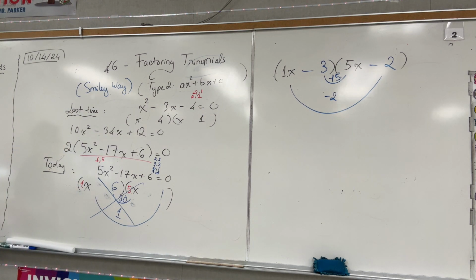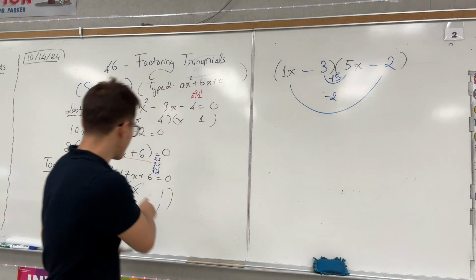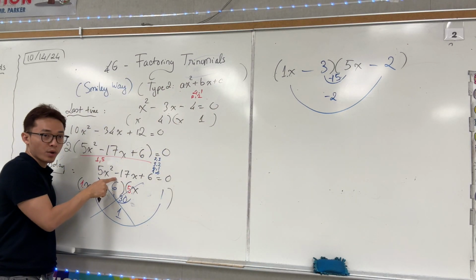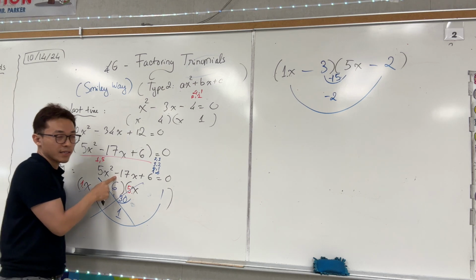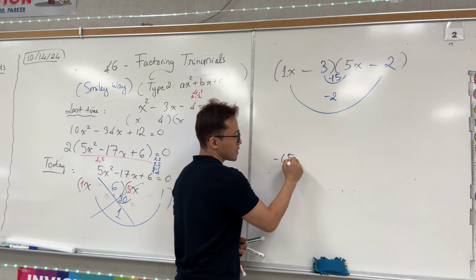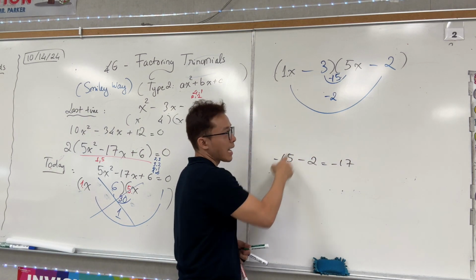So it's just a little bit more complicated, but not really a lot. You just have more numbers. Why negative? Because I want to match the middle number here. The middle number here is negative 17. So do you agree that negative 15 minus 2 is negative 17? Right? That's how you think about it.